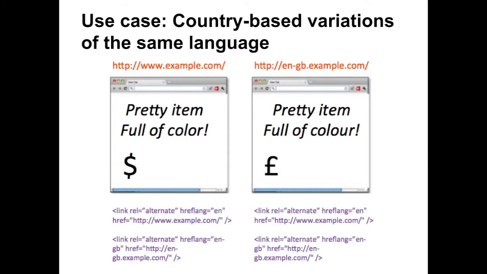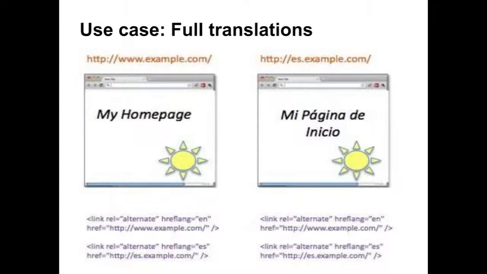Again, all variations are specified on each page, not just the alternates excluding the current page. We require listing all alternates because it demonstrates a more bona fide association. It's much harder for an outsider to try and join as a different language version of your site. For the use case of full translations, such as www for English and ES for Spanish, again, each page will contain all alternates, including itself.